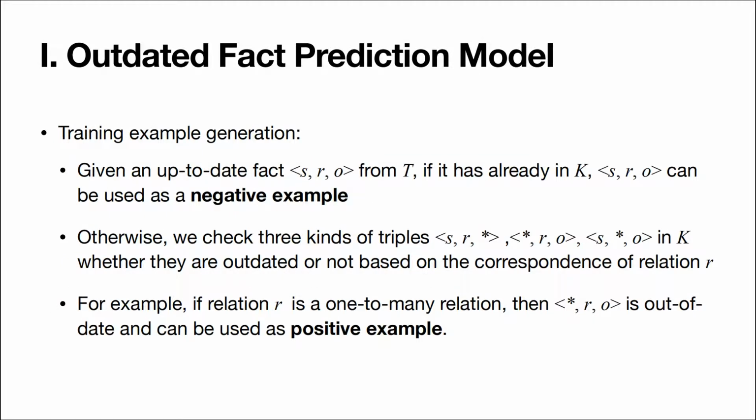To start training the model, we need some training examples. Given an up-to-date fact from the reference dataset, if it has already been in the knowledge base, it can be used as a negative example. Otherwise, we check these 3 kinds of triples whether they are outdated or not based on the correspondence of the relation. Here, the asterisk is a wildcard. For example, if relation R is a one-to-many relation, then any triple with relation R and objective entity O is out of date and can be used as a positive example.